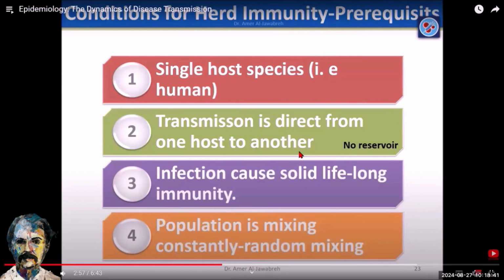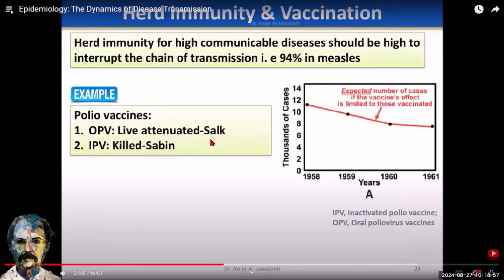And this is the 4th condition or criteria. With these 4 conditions, herd immunity applies. If one of them is not met, then there is no herd immunity. Okay, that's the idea: prerequisites, conditions, or criteria for herd immunity.